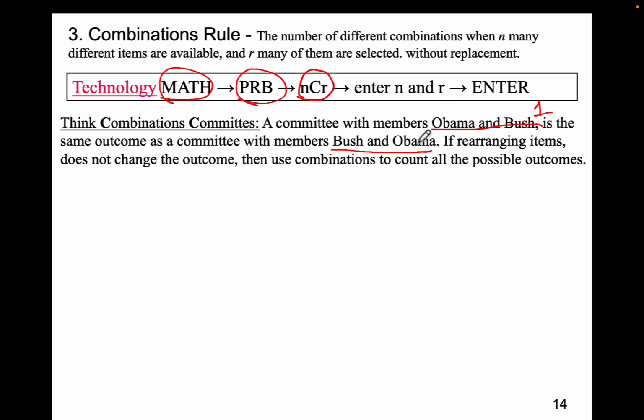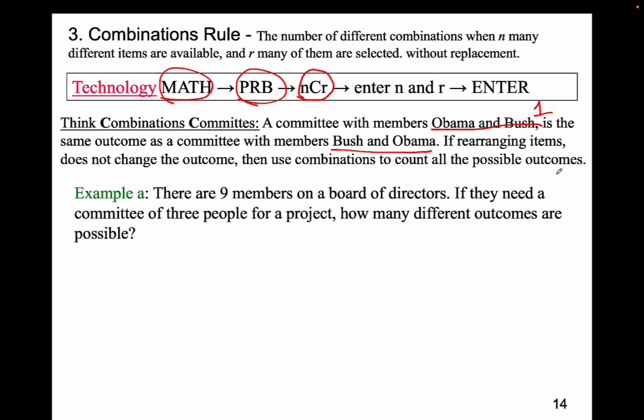Permutations get counted. There are more of them typically because every time the positions change, you count it as another. It didn't matter that these were swapped here because we're just talking about a committee, no set positions. So we're talking combinations. If rearranging items does not change the outcome, then we use combinations to count all the possible outcomes.